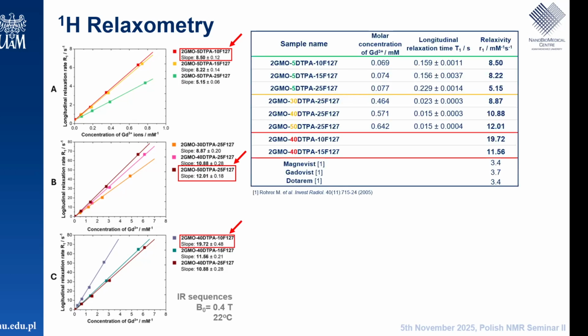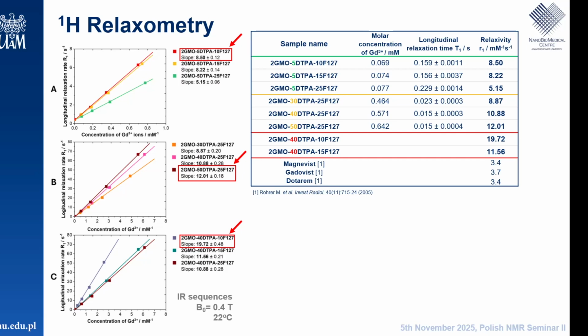Here you have the results from every sample, and as you can see, the relaxivity, the parameter I mentioned, which is one of the most important, is in every case better and higher than for commercially used contrast agents in hospitals, like Magnevist, Gadovist, and Dotarem, which is of course very good for us.